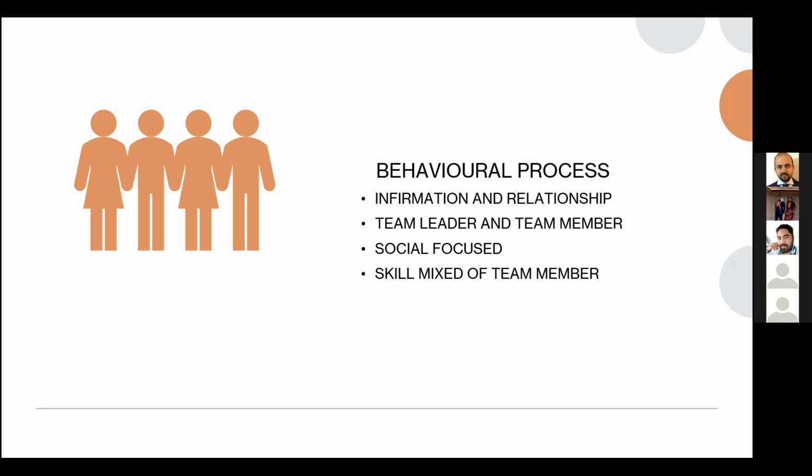Now, as we started at the beginning, when we talk about stuff which impacts people's lives, the behavior of the people, personality, and cognition are very, very important. Here I use information and relationship, team leader and team member, social focus, skill mix of the team members. So in that set of decision making process, all these factors we take into account.